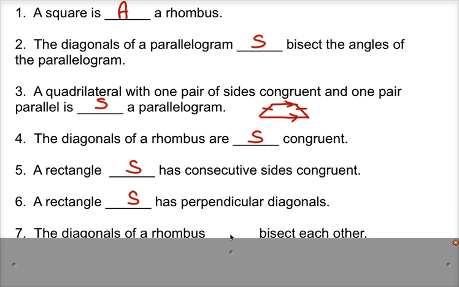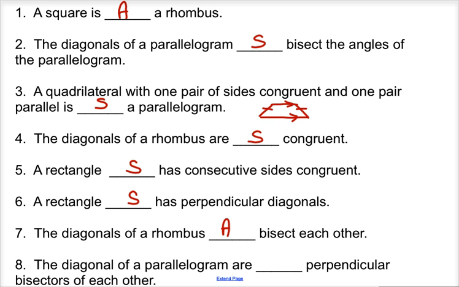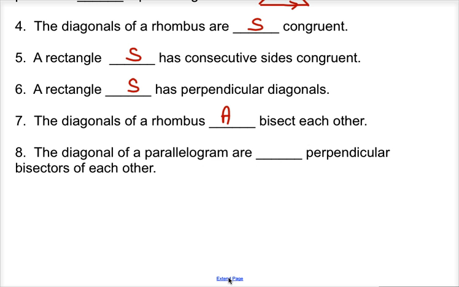to each other. Number 7, the diagonals of a rhombus blank bisect each other. And this is going to be always. Since a rhombus is a parallelogram, and parallelograms, the diagonals always bisect one another. Number 8, the diagonals of a parallelogram are blank perpendicular bisectors of each other. They are bisectors of each other all the time, but they're only perpendicular if it happens to be a rhombus. So this is a sometimes.